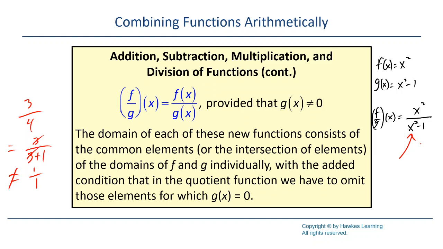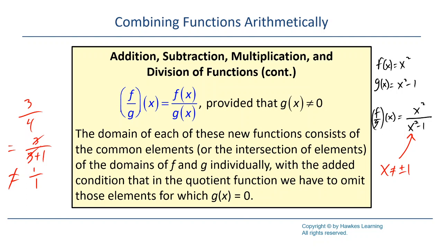now you run into a problem because beforehand, everything was okay. I could plug in any real value and I got out a real value. However, here, I can't plug in positive or negative 1, because as soon as I do, the denominator becomes 0, and that's not allowed. So when you're dividing functions, you have to be aware of what's the original domain, what's the domain of each one, and then what's the domain of the combined one.